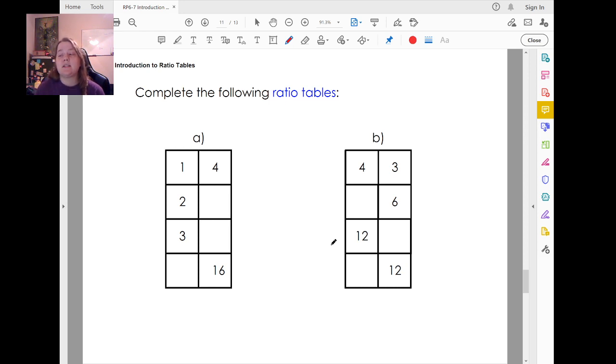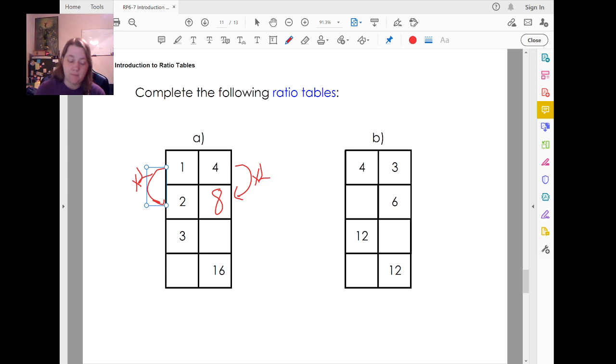So now they're asking you to complete the following ratio tables. So what we're going to do is look at this ratio table. How do I go from 1 to 2? Well, I multiply by 2, which means that to get this square, I'd also multiply by 2. 1 times 2 is 2, 4 times 2 is 8. Go ahead, pause the video, try both of these, and we'll talk about it when you come back.